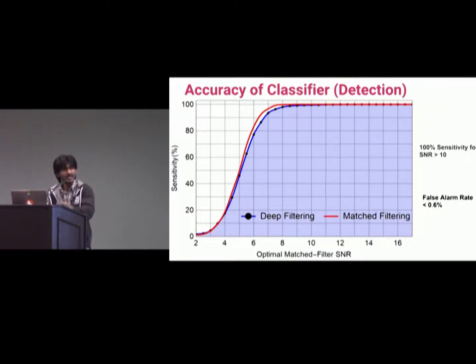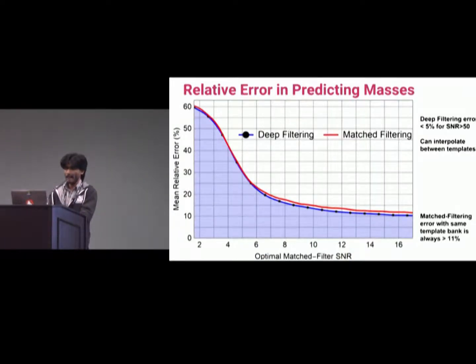And we achieve 100% detection sensitivity when the optimal match filter signal to noise ratio (SNR) is greater than 10. And then we compare the error in predicting the masses of the black holes, and you can see that it's more accurate than match filtering because the neural networks are able to interpolate to points between your template banks. So it's basically like an interpolating function, whereas with match filtering, you look for the exact template.